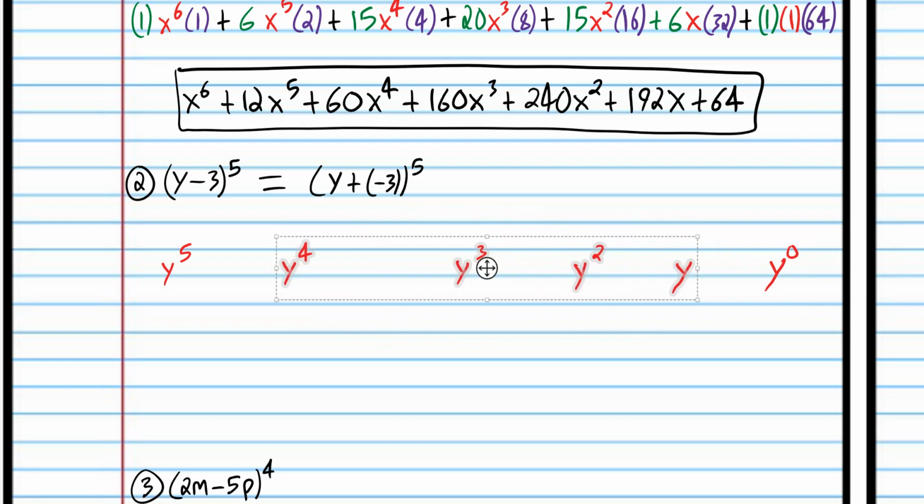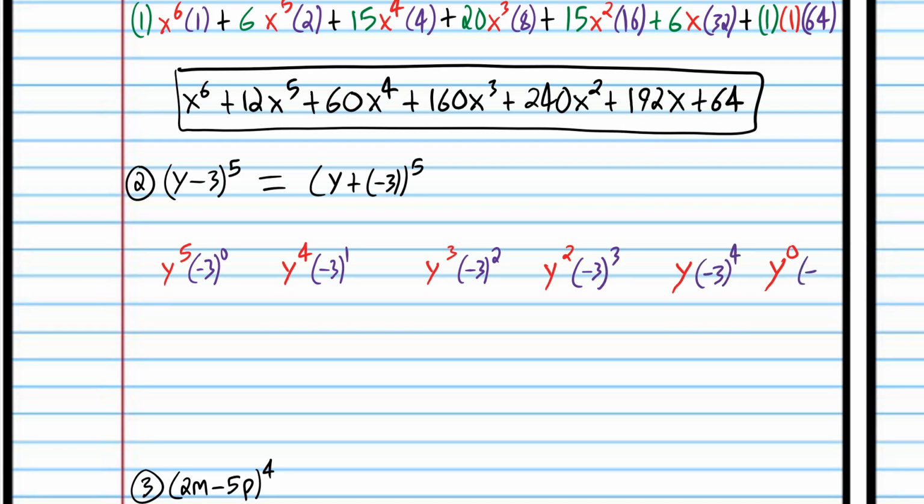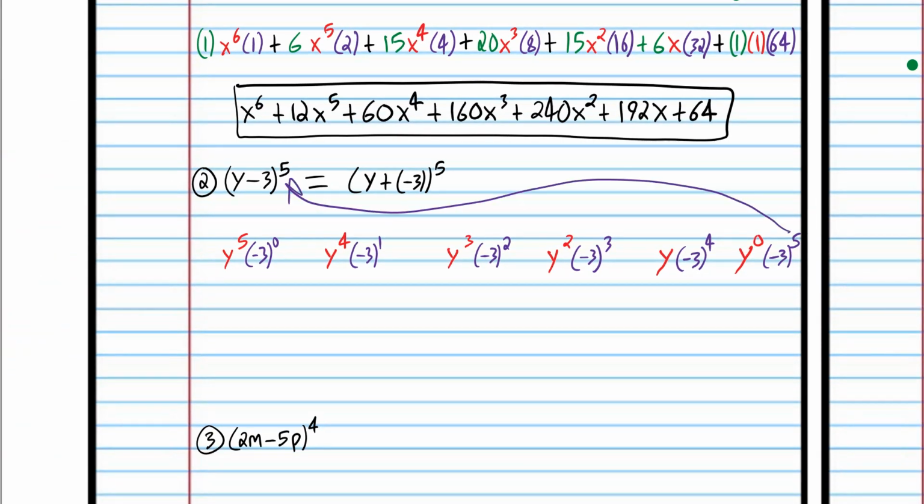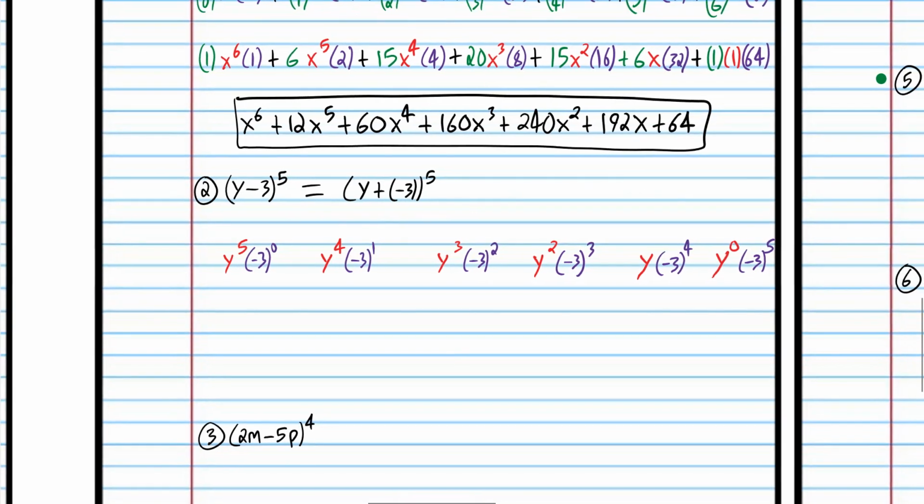And so now we're ready to move on to the negative 3. So now we're going to start with negative 3 to the 0 power and negative 3 to the 1st power, and we're actually moving up in power value. Negative 3 to the 4th power, and then negative 3 to the 5th power. Notice we end on 5 because that's the power of our expansion.